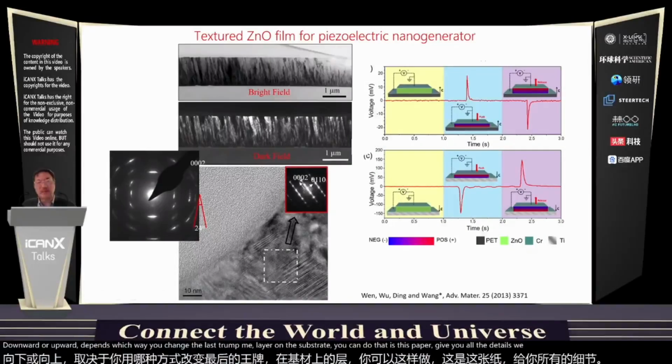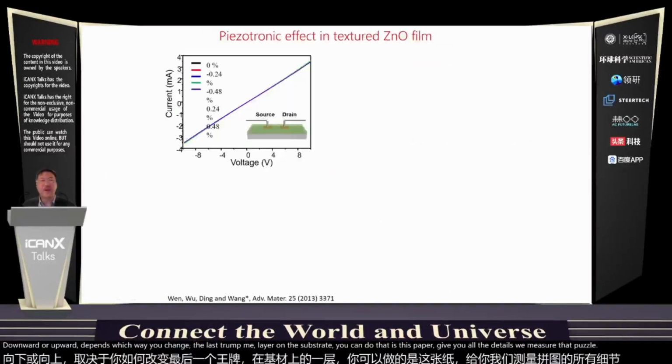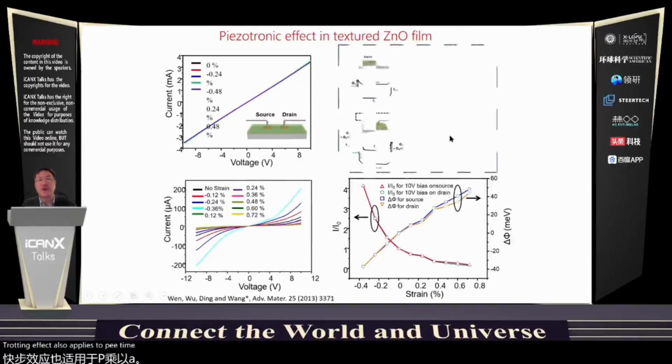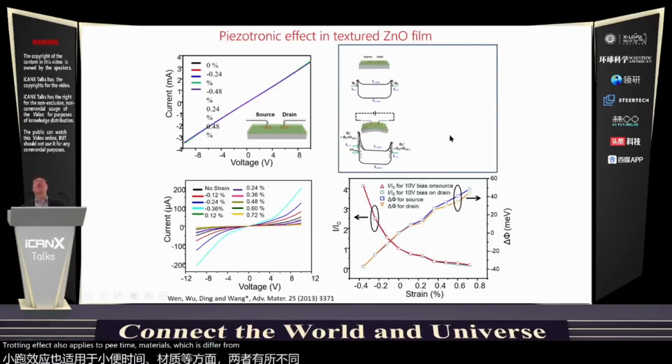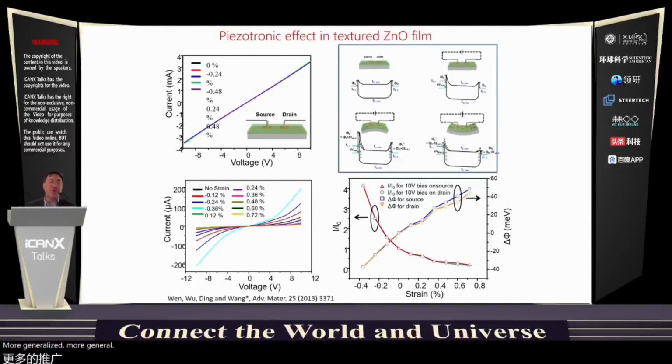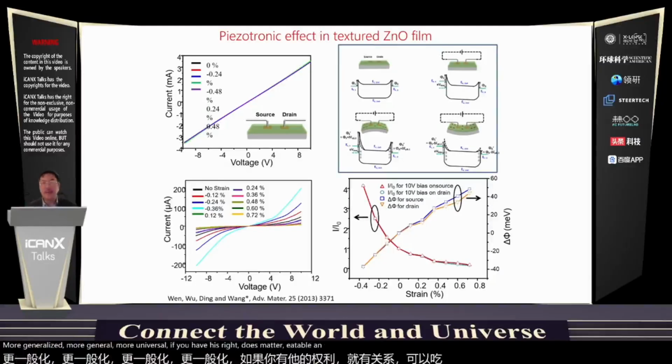We measured that the piezotronic effect also applies to p-type materials, which is different from the n-type materials. So this makes the effect more generalized, more universal. If you have this effect, it doesn't matter whether it is n-type or p-type, you have it.